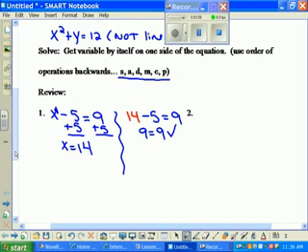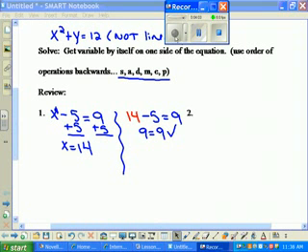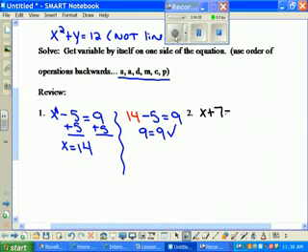Alright, so why don't you try number 2. Check your answer with the person next to you, and then we'll go on to the next one. Okay, the next question said x plus 7 equals 15. So who's going to tell me what I need to do? Subtract 7. Very good. So we're going to subtract 7 from both sides. And we get x equals 8.